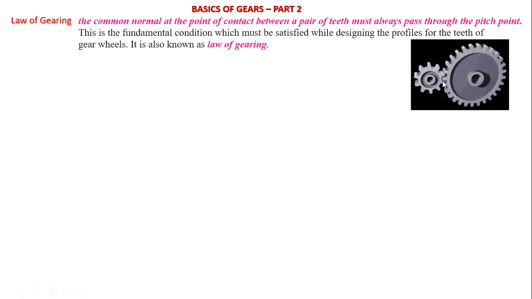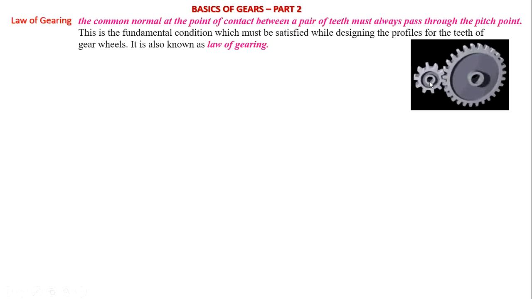So here, if the two surfaces are in contact, and I drop a tangent and a normal to it, the common normal between the two surfaces must always lie on the same point, and that point is called the pitch point. If I draw a tangent and normal to the two mating surfaces, the common normal must always pass through the same point. So that is the law of gearing. Only if the law of gearing is satisfied by any two curves will those curves be able to produce the gearing action. That means if one revolves, it will be able to revolve another gear also. So that is the law of gearing.